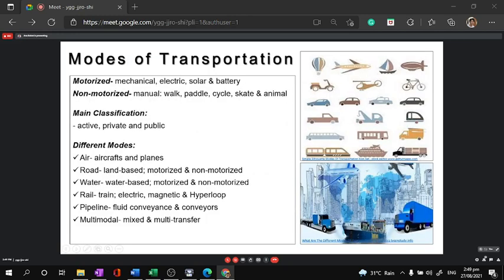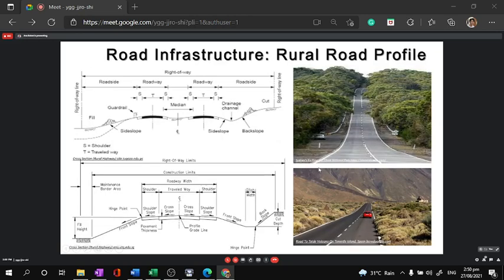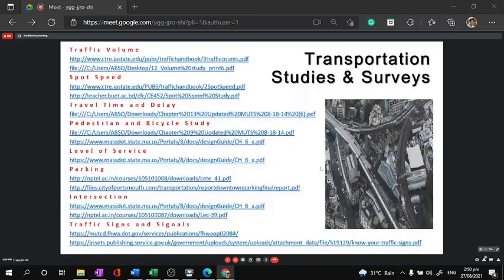So balik ta sa modes, we have motorized, non-motorized, classification, and the different modes. We have road profile, rural, and urban, and we have this na in transportation studies and surveys. So the links that I'm showing here are relevant for you to review on. Naka-PDF na siya tanan. Nevertheless, I'll send you some of the files here, but these are important links for you to study.